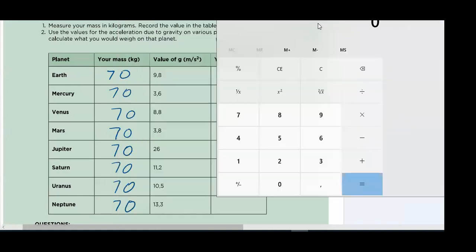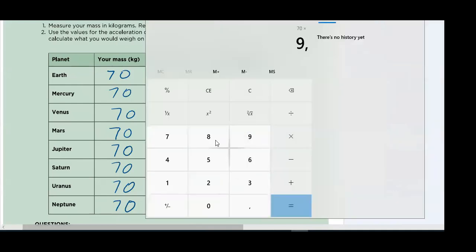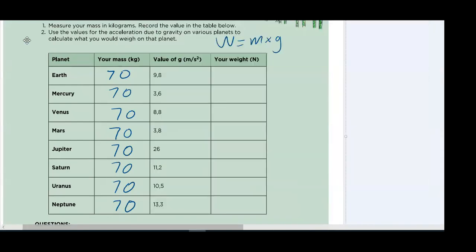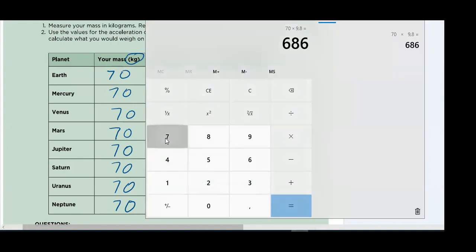And so I'll just do a couple of them again so that we can see how we get that. So on planet Earth, for example, 70 multiplied by 9.8 would be 686. I don't have to put the unit in. Why not? Because this is a table and the unit appears at the top of the table. Let's do one more. Let's take Jupiter, which has got gravitational acceleration of 26.18.